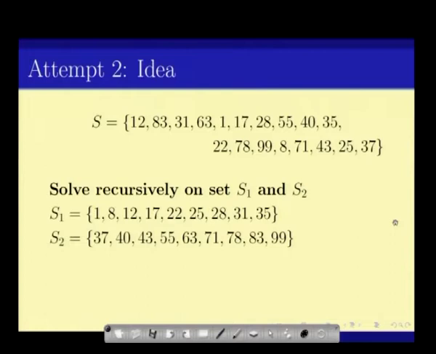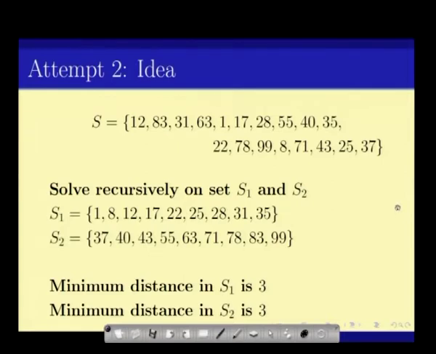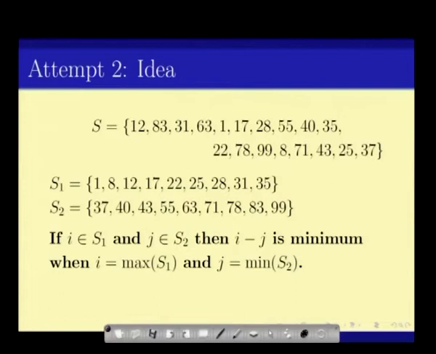So, we recursively solve this problem on S1 and S2, and thus we obtain that the minimum distance of a pair of points in S1, say, is 3 and the minimum distance in S2 is also 3. Then we combine them by saying that if i, j are pairs such that i is in S1 and j is in S2, then the minimum is achieved only when i is the maximum of S1 and j is the minimum of S2, and so in that case we find that i minus j is 2.